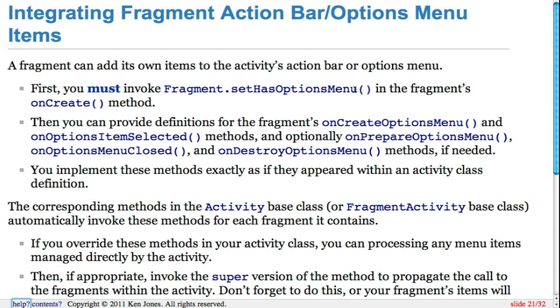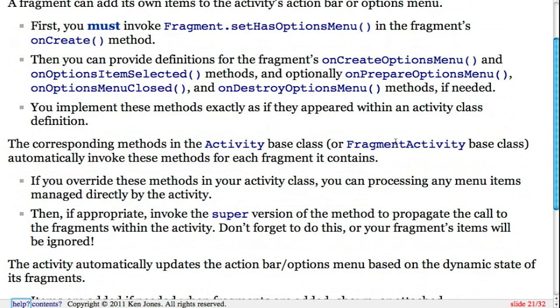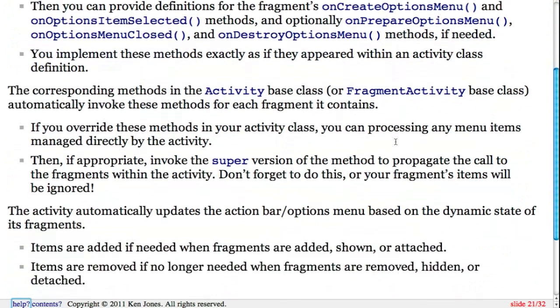Okay, so once we've done that, then in our fragment class, we can provide our own implementation of onCreateOptionsMenu, saying when the option menu is created, here are the items that we want to include in it. And then we would provide an implementation of onOptionsItemSelected so that we could detect if any of the items that we had created had been selected. And then optionally, if we want to, we could also provide implementations for the other option menu methods, like onPrepare, onOptionsMenuClosed, and onDestroy.